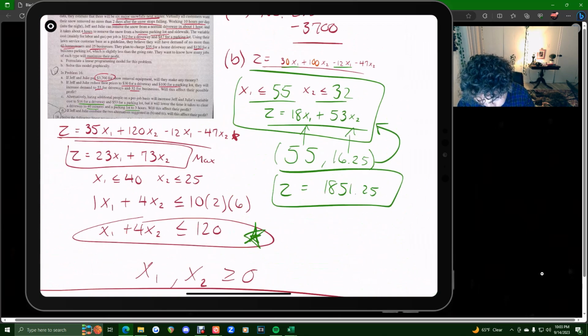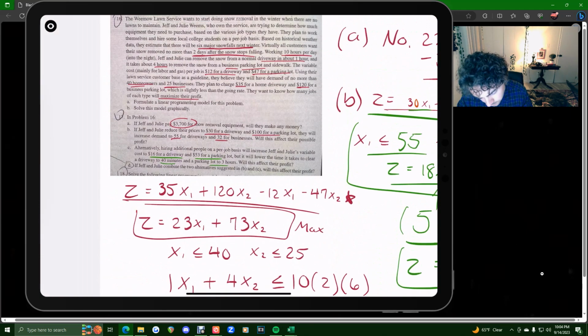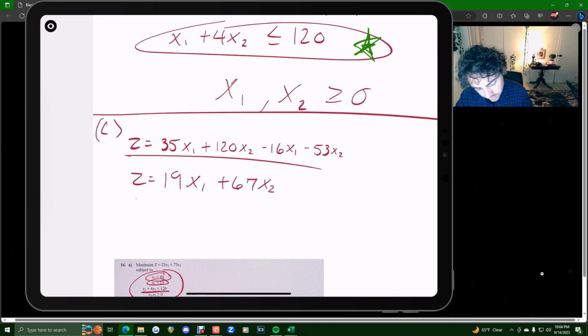Anyway, so variable cost is now 16 a driveway, 53 a parking lot. Okay. So let's calculate this new profit here. This is part C. 35 minus 16 is 19, plus 3. So that is 19. So we have 19x1. And then 120 minus 53. 120 minus 50 is 70, minus 3 is 67. So 67x2. So this is our new profit.